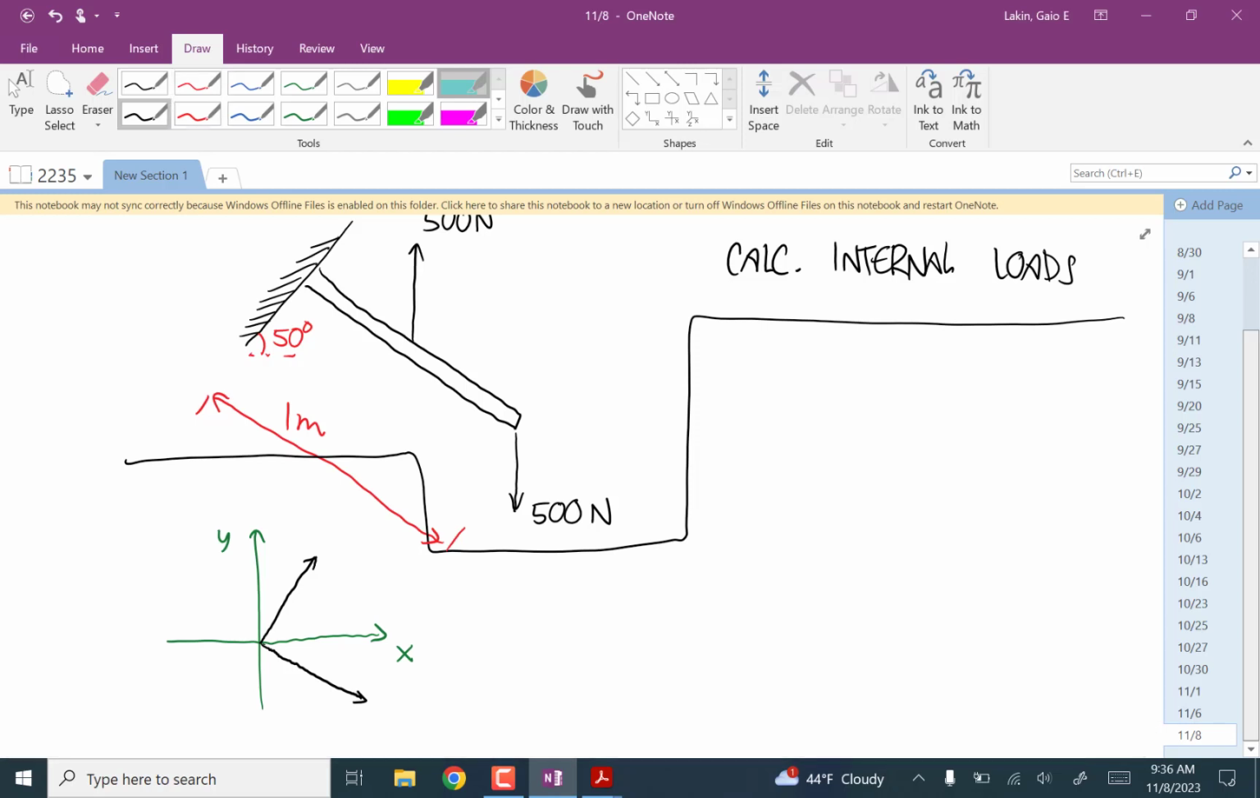Okay, so now to come up with my angle for cosine and sine, I'm going to go positive 50. And then I'm going to go negative 90 because I went counterclockwise and then clockwise. So theta is equal to plus 50 minus 90, so negative 40.